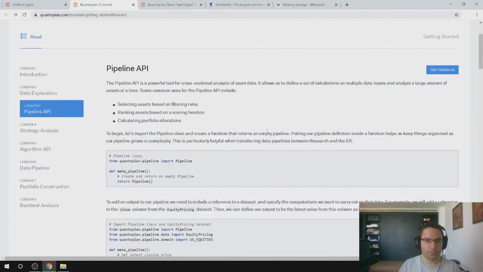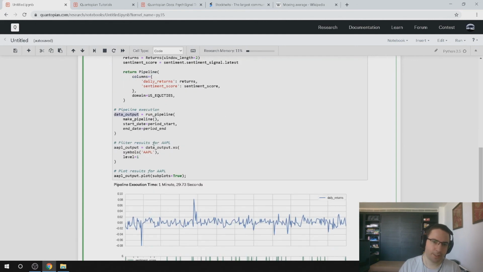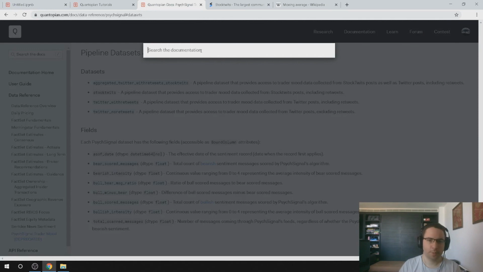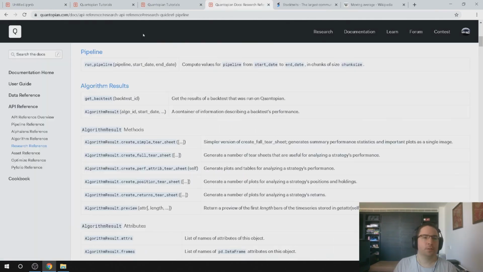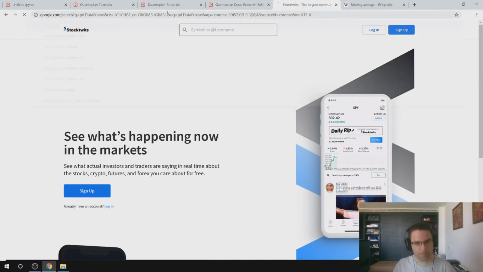Right. So we basically completely understand what's going on. We import things, we make a pipeline. Oh, I see now. So it's getting all the data for all US equities, and that goes to data output. And then you filter results for Apple, which is what we care about. Don't know what level equals 1 means. And then we do some plotting. What does level equal 1 mean? What is this data output? Is that going to be a pandas thing? Probably. What does this thing return? It's a panda data frame. See, we're getting it now. We're doing it.